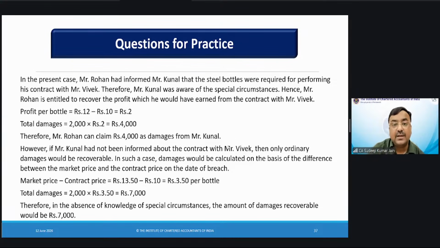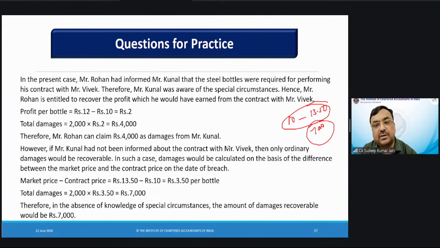Actually, the actual contract price was 10 rupees. Now the market price is 13.50. So he can claim 7,000 if there is no idea of the profit of the contract with Mr. Vivek. But if he has an idea, then there was a contract, and he can claim 4,000 additional. He will purchase at rupees 10 and sell at 12. So what will he get? Rupees 2. So 2 for 2,000 bottles, 4,000.